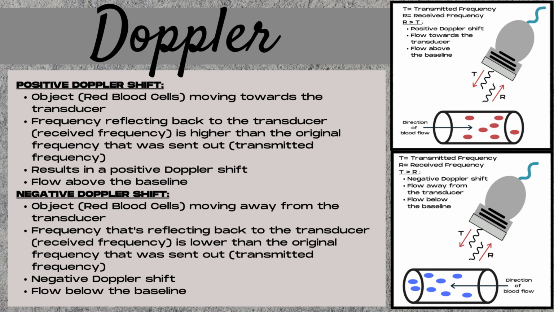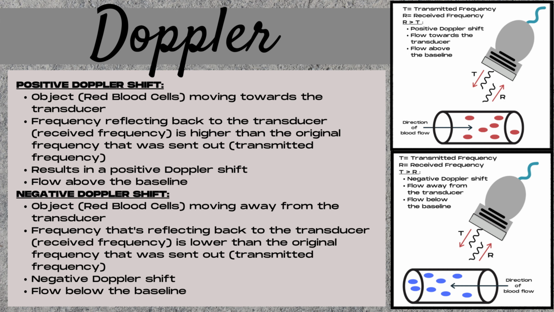A Doppler shift can be either positive or negative. With a positive Doppler shift, the object, such as the red blood cells, are moving towards the transducer, and the frequency that's reflected back to the transducer, this is the received frequency, is higher than the original frequency that was sent out, which is the transmitted frequency. And this results in a positive Doppler shift, and this represents blood flow that's above the baseline.